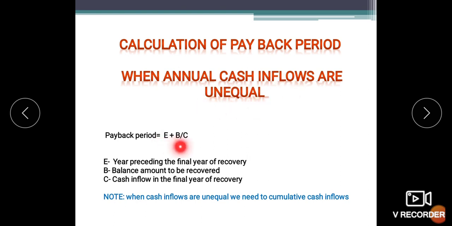Let's see what E, B and C are. E is the year preceding the final year of recovery. B is the balance amount to be recovered. C is the cash inflow in the final year of recovery. There's a small note here. When the cash inflows are unequal, we need to cumulate the cash inflow. That's the important part. When the cash inflows are unequal, the payback formula is this one, and we need to cumulate the given cash inflows. Keep those two things in your mind.